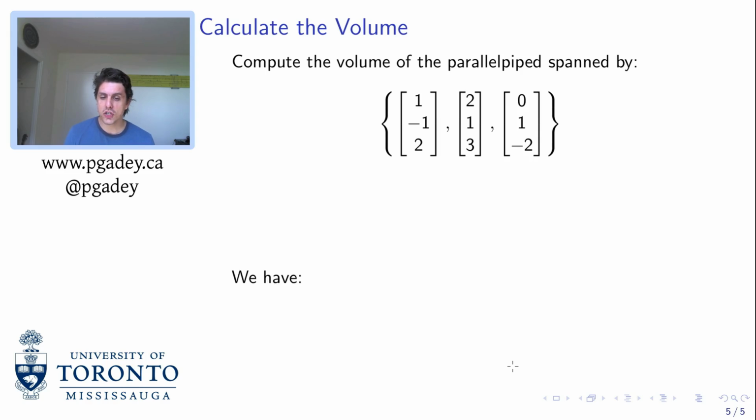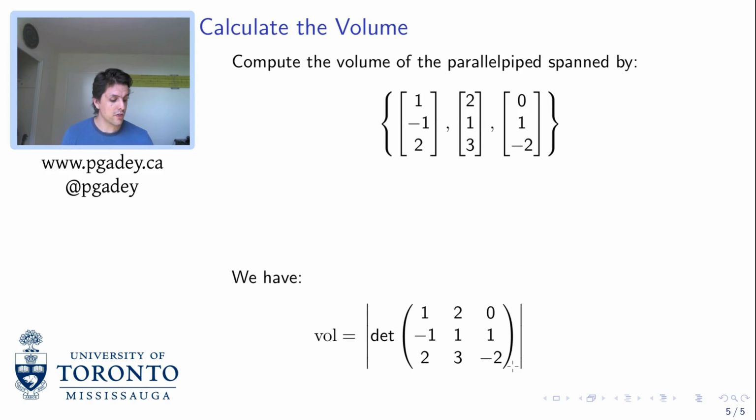And we have a relation that says the volume is equal to the absolute value of the determinant of those three vectors. So if we calculate the determinant, we get negative 5. Taking absolute values, we get 5. Okay, so we're able to take these three vectors in R3, look at the shape they form, and then calculate the volume of that shape.